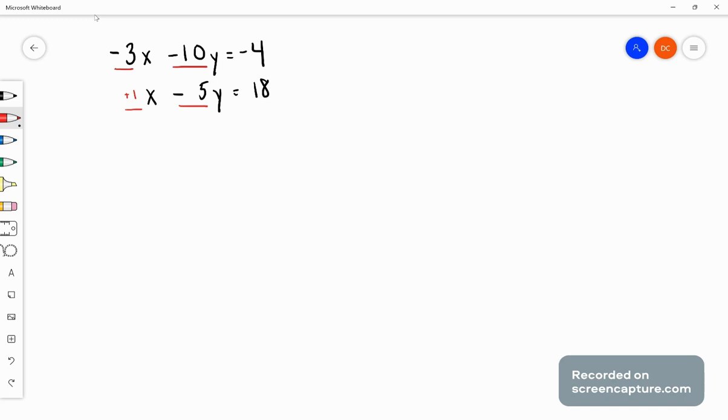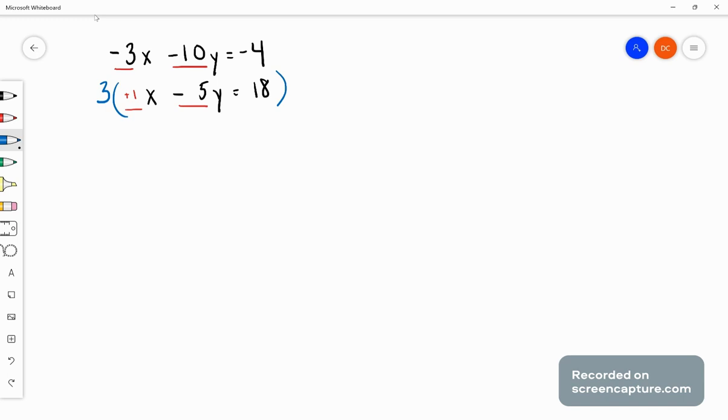So I'm going to start with the x. I'm going to try to eliminate my x. What can I multiply 1x by to make it the opposite, or the negative, of negative 3x? Well, 1 times 3 would give me positive 3, right? So if I multiply this whole equation by 3, I'm going to end up with a positive 3x here, which would eliminate when I add this variable, okay? So let's try that.